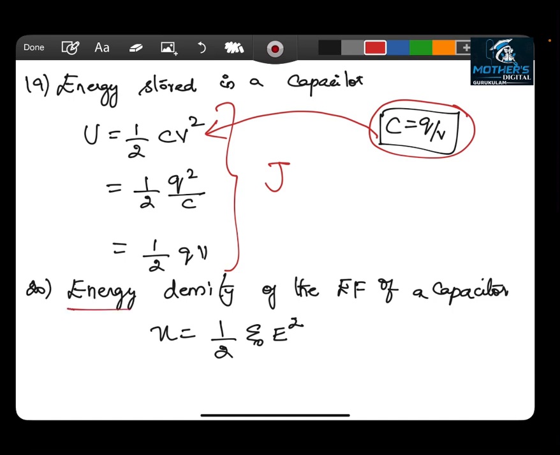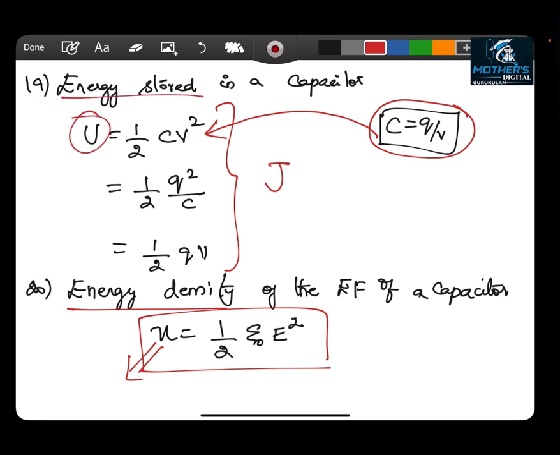Similarly, the final one, energy density of electric field of a capacitor is given as u equal to half epsilon naught E square. Again, epsilon naught is your permittivity in free space, E is the electric field, and this energy density has to be represented in the form of small u. Energy stored is represented as capital U, energy density as small u, which is measured as joule per meter cube.